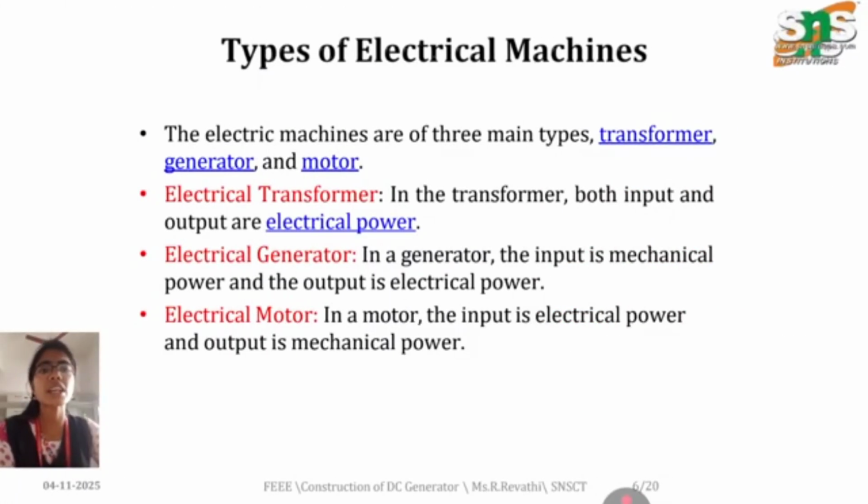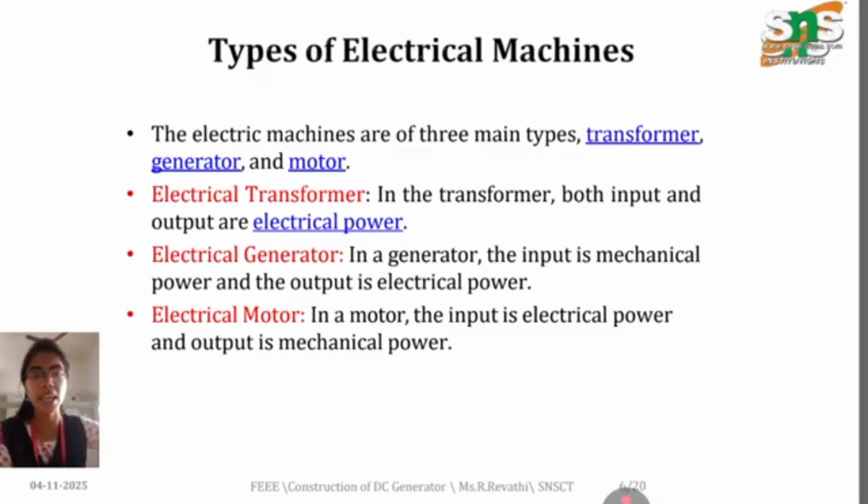So the types of electrical machines are transformer, generator and motor. Majorly it is classified into three types. In an electrical transformer, both input and output are electrical power. In an electrical generator, input is mechanical power and output is electrical power. In an electrical motor, input is electrical power and output is mechanical power.